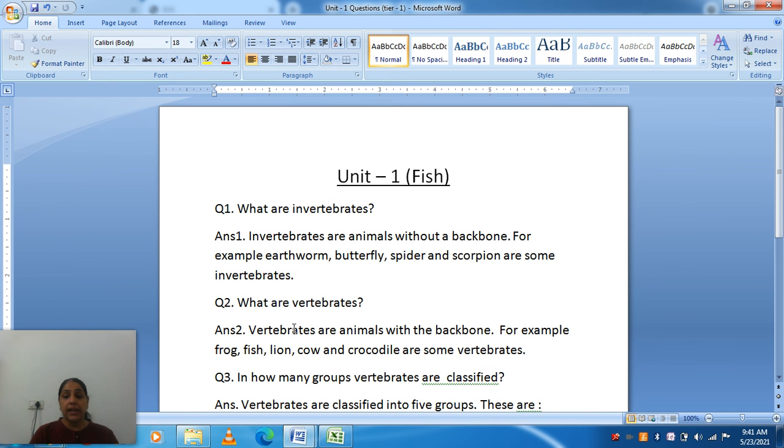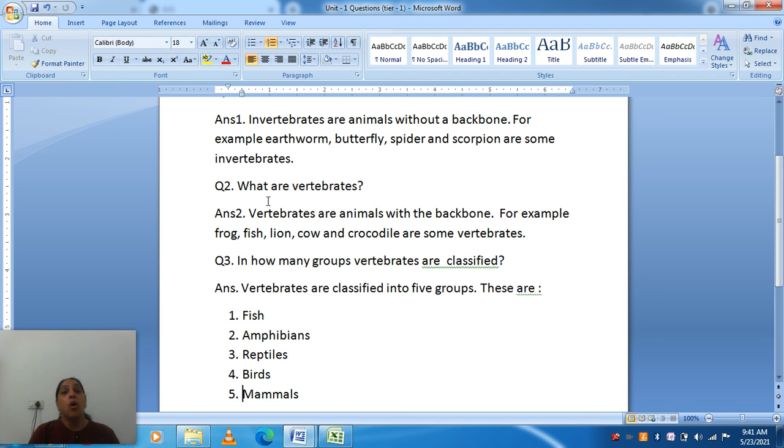Second question. What are vertebrates? Vertebrates are animals with a backbone. For example, frog, fish, lion, cow, and crocodile are some vertebrates. Question number 3. In how many groups are vertebrates classified? The answer is, vertebrates are classified into 5 groups. These are number 1 fish, number 2 amphibians, number 3 reptiles, number 4 birds, and number 5 mammals. Again, I am repeating, vertebrates are classified into 5 groups.